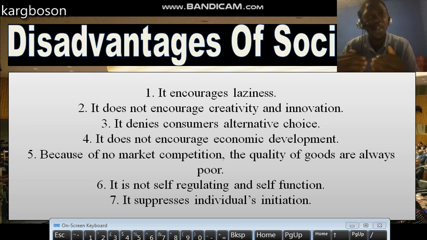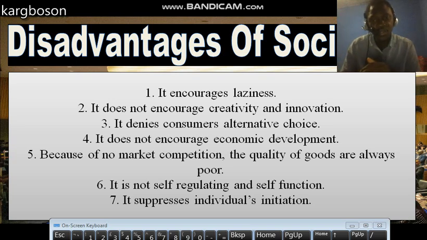And mind you, the aim of the socialist system is to maximize the welfare of citizens and not profit. But if it is a capitalist system, it can encourage economic development, for the fact remains that everybody is engaging in the production of goods and services. At the end of it, the individuals can become economically wealthy, and also the government will be able to collect taxes from them. So therefore, socialism does not encourage economic development. And because of no market competition, the quality of goods is always poor. Because if there's market competition, everybody will produce to his or her own ability. Then it is not self-regulating and self-functioning.